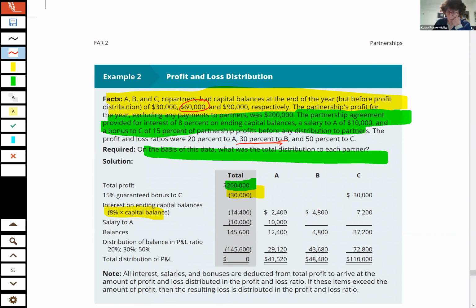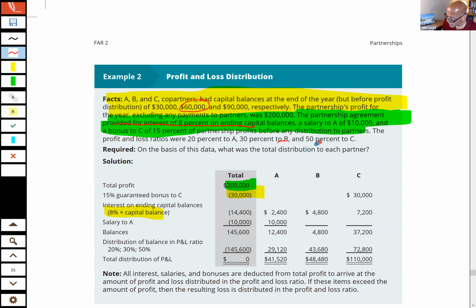Interest. Huh? The interest is 8%. Oh, I'm sorry. Thank you. Providing 8% on ending capital balances. Thank you. I was wondering why that wasn't working for me. 8% of the capital balances, 8% of 60,000 is what? 4,800 that goes to B. And so on. 8% of 30,000 is 2,400, 8% of 90,000 is 7,200. I ended up doing them all anyway.